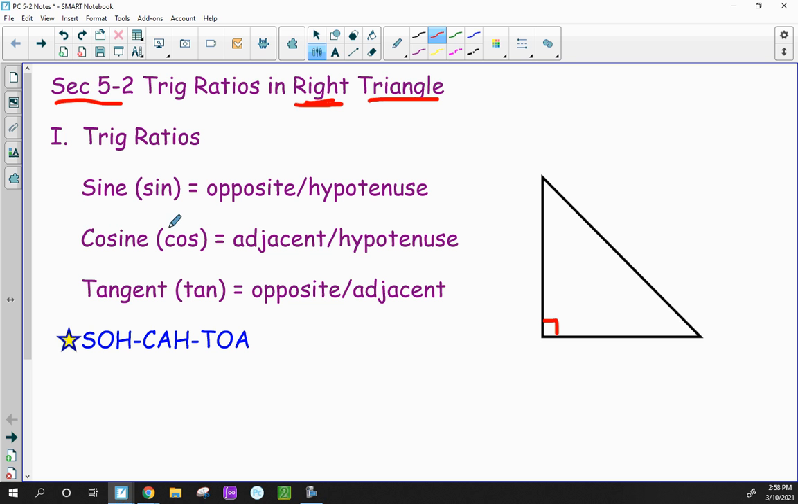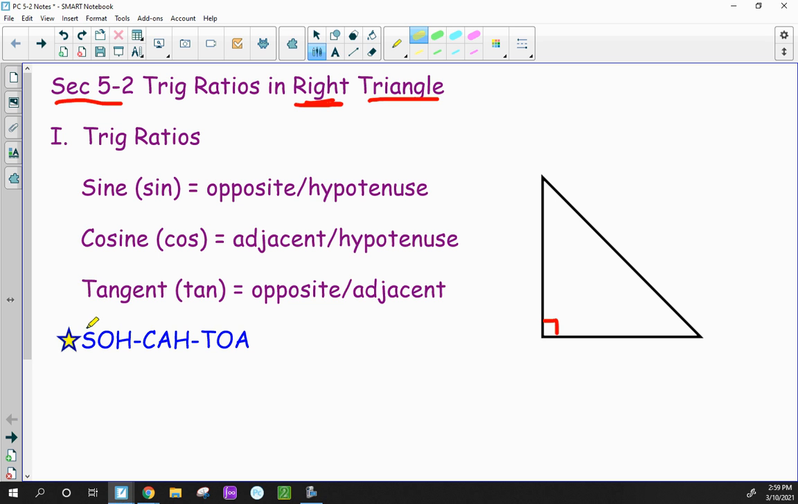Cosine, C-O-S, is equal to the adjacent side, adjacent meaning next to, divided by the hypotenuse of the triangle. Tangent, T-A-N, is opposite over adjacent. And I'm sure you've seen the mnemonic device, SOHCAHTOA.